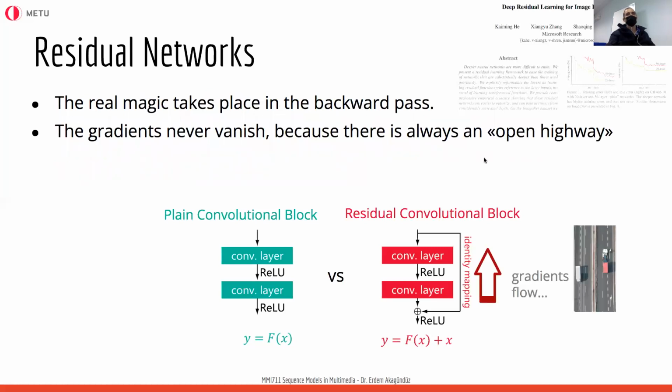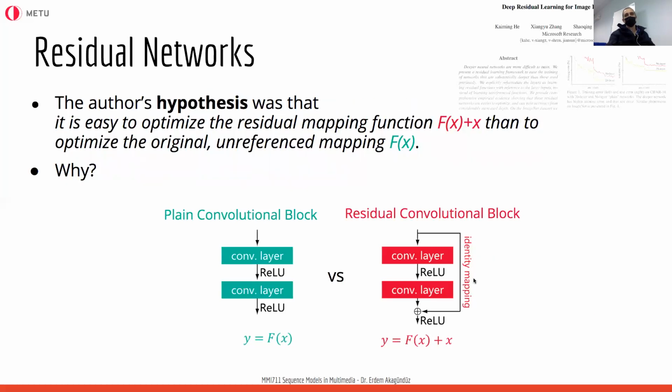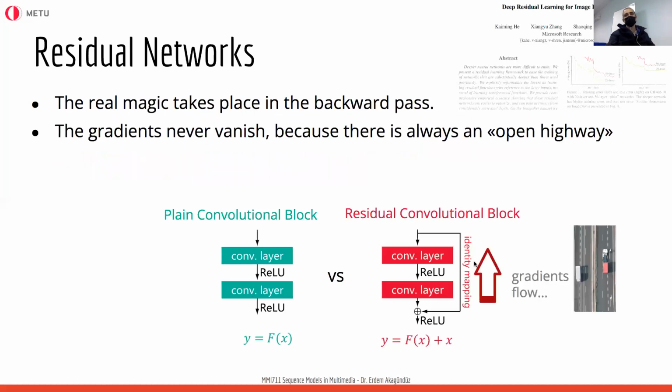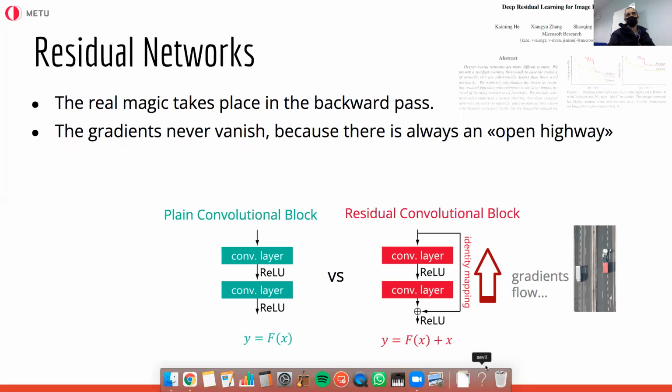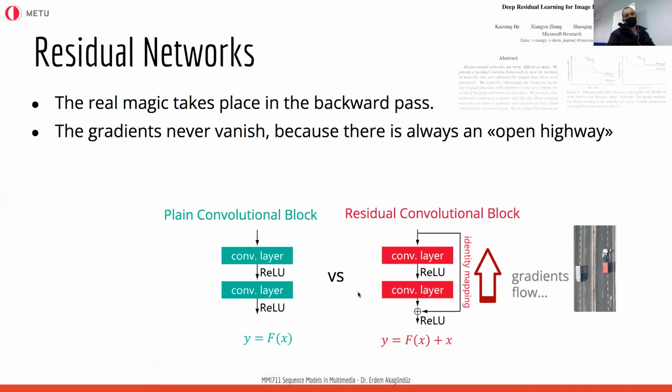And the funny thing is they call this identity mapping a highway of gradients. Because gradients dying is like traffic congestion. When there's traffic, you cannot just go, you're stuck. It's like the gradients, your speed vanishing. But if you have a highway, although the gradients die here, there's traffic here, in the backward pass the cars pass, the gradients pass fast, and you never lose them. So it's like an open highway.